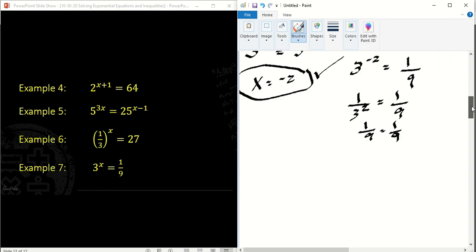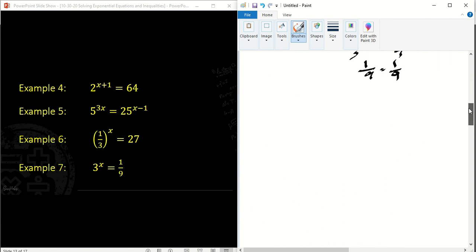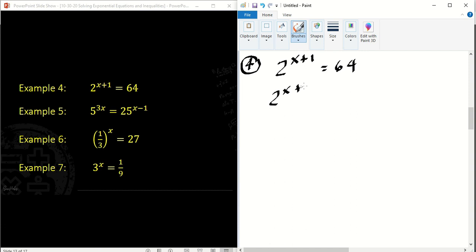Example 4. Ayan, wala na instruction. We will do it without the instruction now. So, example number 4. So, we have 2 to the x plus 1 power is equal to 64. So, copy 2 to the x plus 1 power is equal to 64.